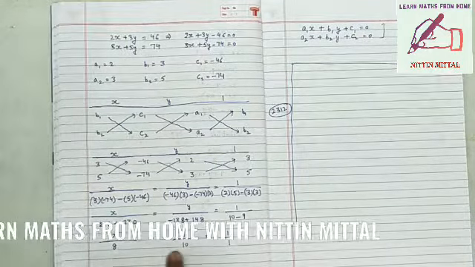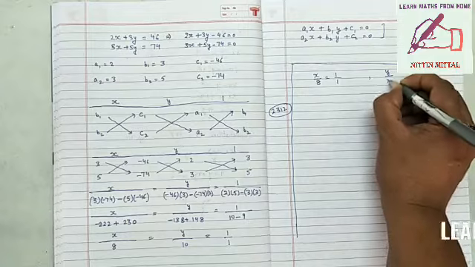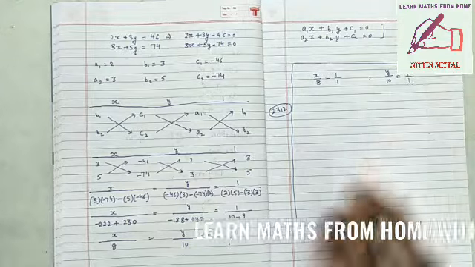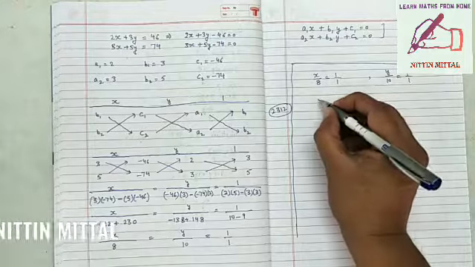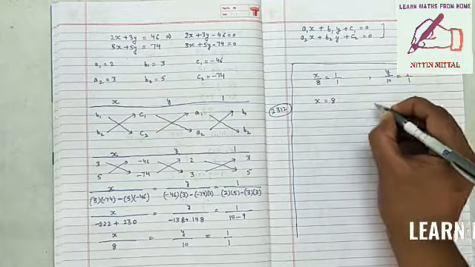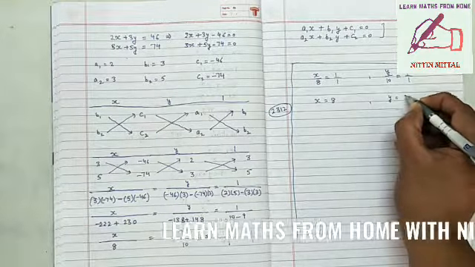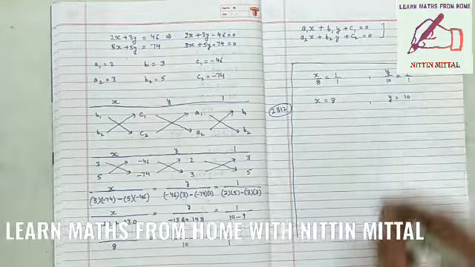To get the answer of x and y, we will compare the first fraction with the constant and the second fraction with the constant. So x over 8 is equal to 1 over 1, y over 10 equal to 1 over 1. Why? Because all three are equal, we can take any two equal at one time. By solving, you will get x equal to 8 and y equal to 10. So in this method, you will get the answers of both the variables simultaneously.